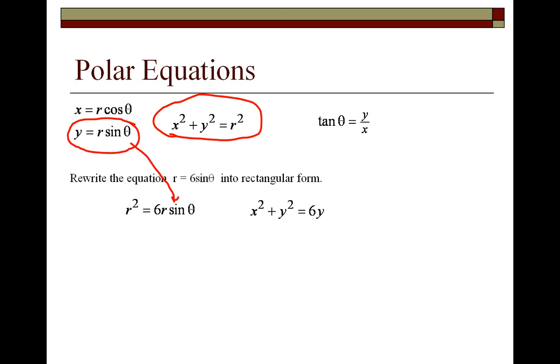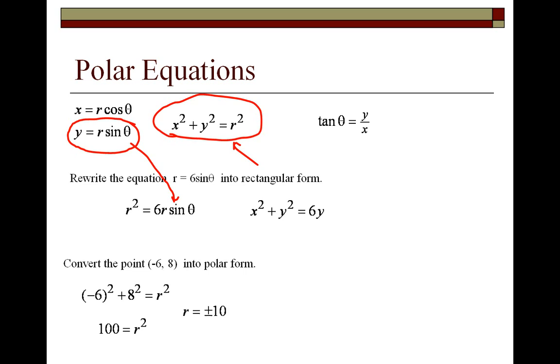They'll also ask you to convert points. So let's say we want to convert the point negative 6, 8 into polar form. Well, to convert it over, remember I need to find out what r is, and I need to find out what theta is. Again, to find r, I'm going to use this equation. So we use the Pythagorean theorem. Negative 6 squared plus 8 squared equals r squared. So r squared equals 100. Remember, r can be positive or negative, so it's either plus or minus 10.